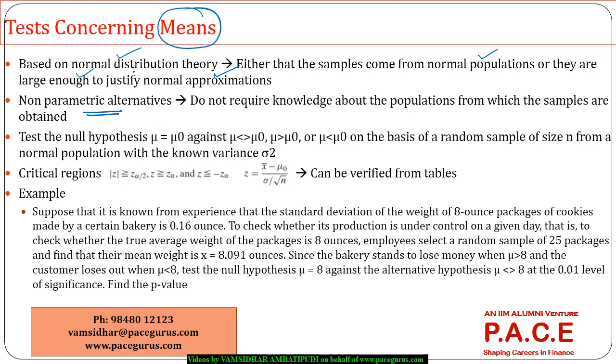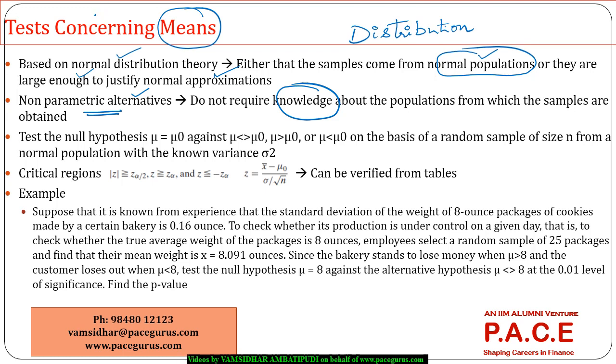But when the data is coming from a normal distribution, I can expect it to be more and more normal, or the sample is large enough that I can justify the normal approximation using the central limit theorem. If none of these are met, I can rely on non-parametric alternatives, which go into non-parametric tests, which are not covered here. When we are talking about non-parametric alternatives, I really don't require any knowledge regarding the distribution of the population, from what distribution the samples are coming. What is the typical distribution of the population from which the sampling is being done? I really don't need any such assumption.